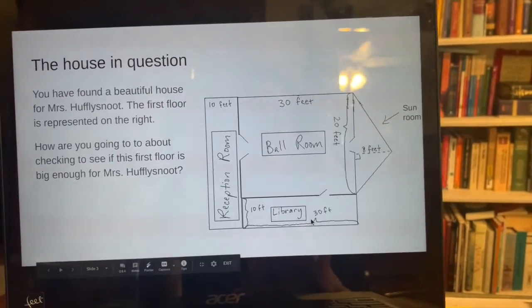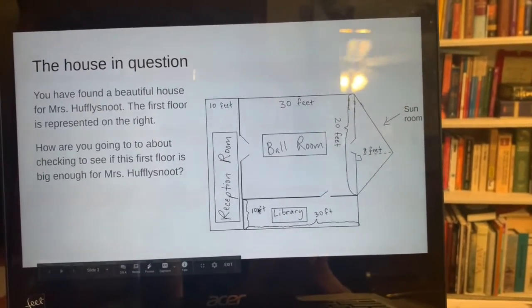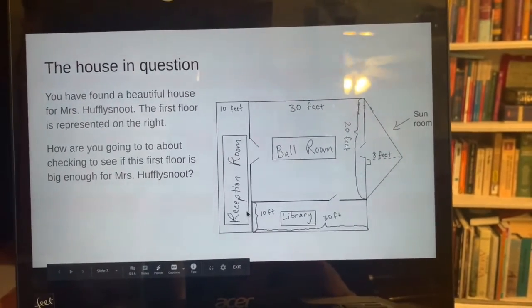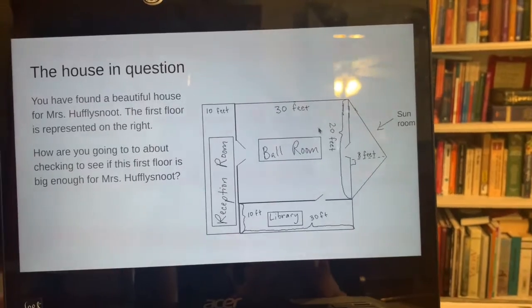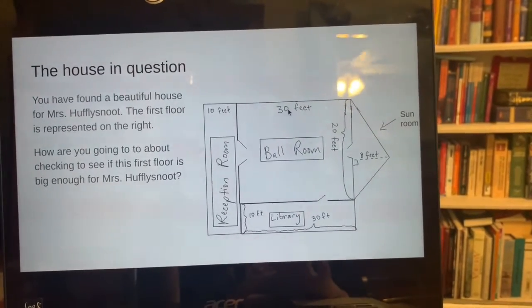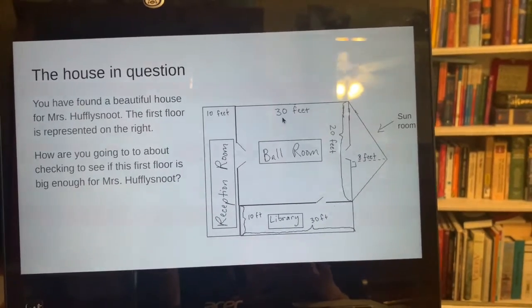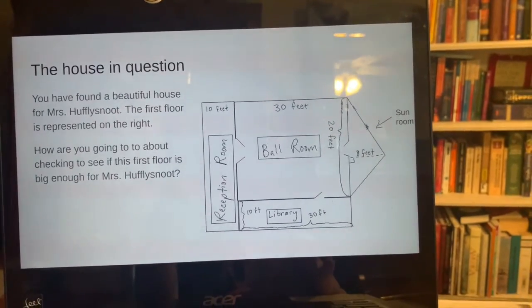Let's move on to the library. It's also 30 feet by 10 feet. That's also 300. We're at 600 for both the library and reception room. The ballroom is 30 feet by 20 feet, which is going to give us 600 feet. So 600 and 600 is 1,200. We're nearly there, but let's see if the sunroom gets us there.